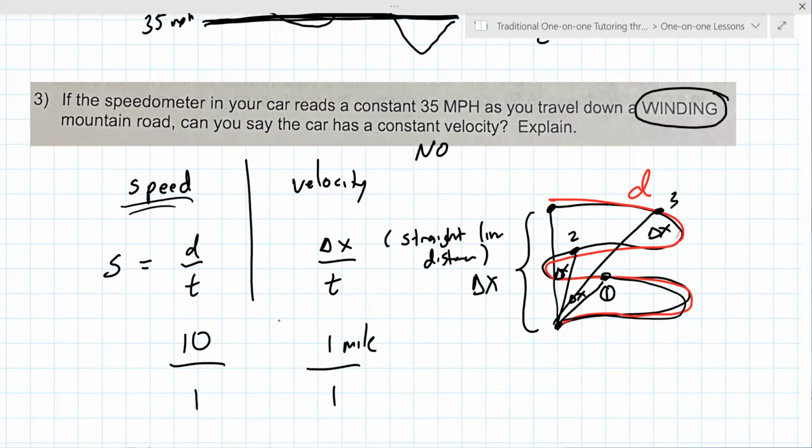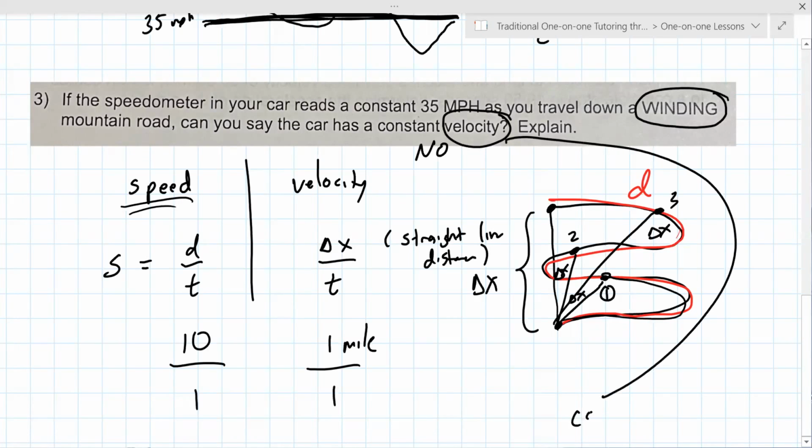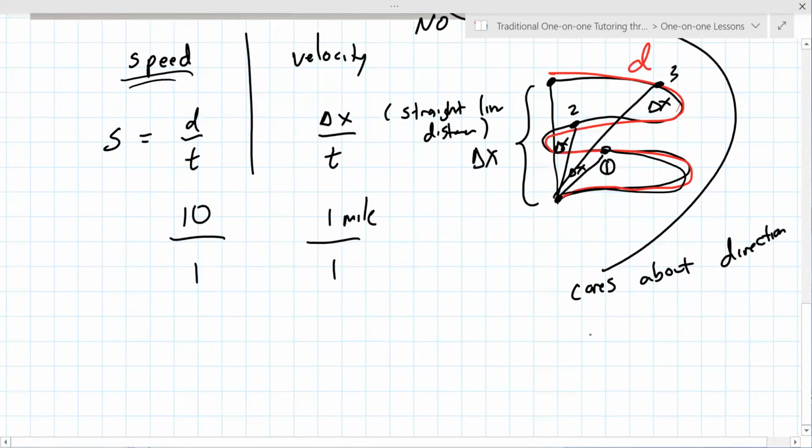Sometimes they ask for questions like, give an example of speed, give an example of velocity. And I think the car is the good one, where you say something like, if I'm driving down the road and my friend's driving down the road the other way, we can have the same speed, okay? But we're going in opposite directions. Velocity cares about direction. In other words, it cares where you start and where you stop.